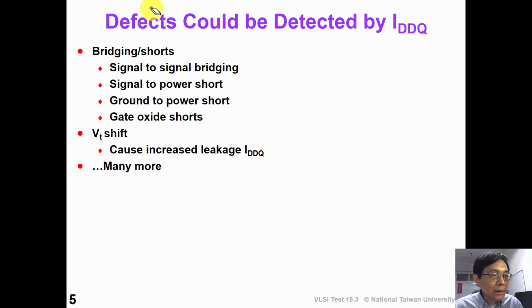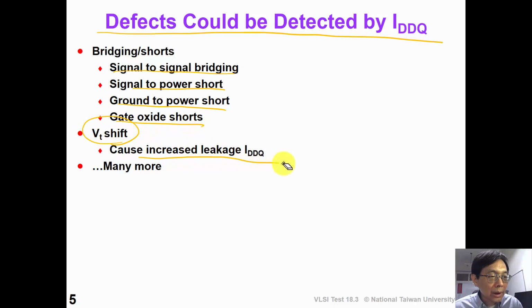There are many other defects that can be detected by IDDQ testing. For example, signal to signal bridging, signal to power, or ground to power short, or gate oxide short. We can also detect VT shift, which can cause increased leakage current, and many other defects.